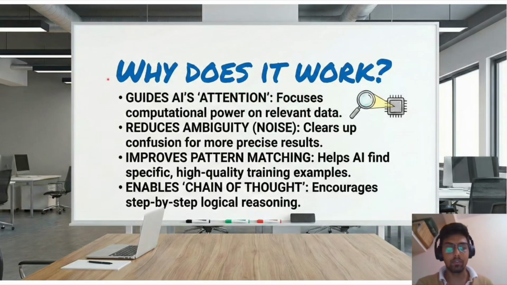Why does it work? It guides the AI's attention. It stops the AI's hallucination and gives it a proper roadmap for how it should work, like what terminology it should use. It reduces ambiguity. When we are assigned a task and told nothing about it, we get confused. Similarly, the AI also gets confused. So if we give it in detail, the ambiguity reduces, which leads to the best outcome from the AI.